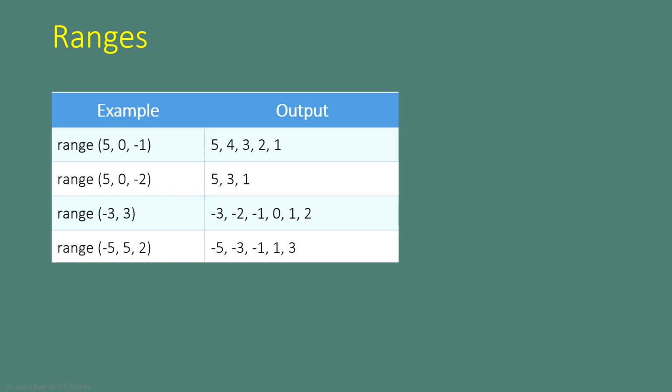The next example, range of minus 5, 5, 2. So the starting value is going to be minus 5 and the step value is given as 2, and hence 2 will be added to minus 5 in order to generate the next number in the sequence. So minus 3. Minus 3 plus 2, minus 1. Minus 1 plus 2, it is going to be 1 and 1 plus 2, it is going to be 3 and 3 plus 2, 5, but the stopping value in the range method is 5 and so it will not consider 5 for generation. So it stops at 3.